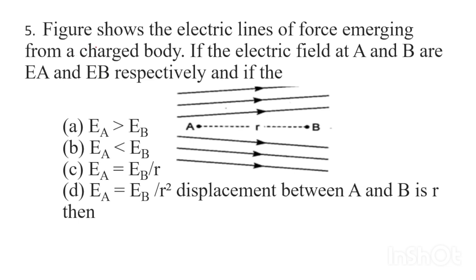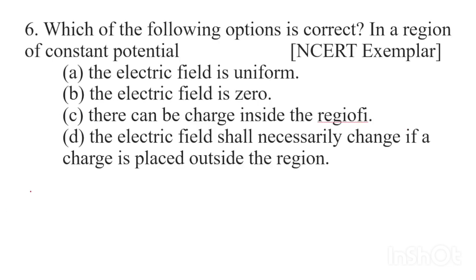Now question number 5. Figure shows the electric line of force emerging from a charged body. If electric field at A and B are EA and EB respectively, which option is correct? Now these lines at point A are closer while lines at point B are farther away. So the electric field at A will be greater than electric field at B, because E into dr remains constant. More the gap, less the electric field; less the gap, more the electric field. So electric field at A will be more than electric field at B.